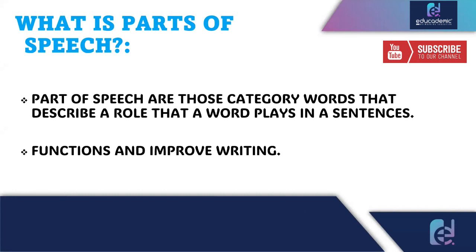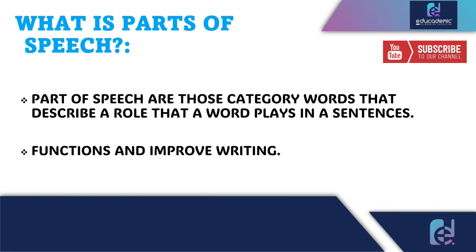See, if we take an example of some word and we are not aware of the role that particular word is playing in a sentence, then it will make no sense. So to make sense in a sentence, we need to be aware of the role that a particular word is playing. Let's take an example here: She is crying. So in this sentence, to make sense of it, we need to know that she is a pronoun and crying is an action word, a verb.